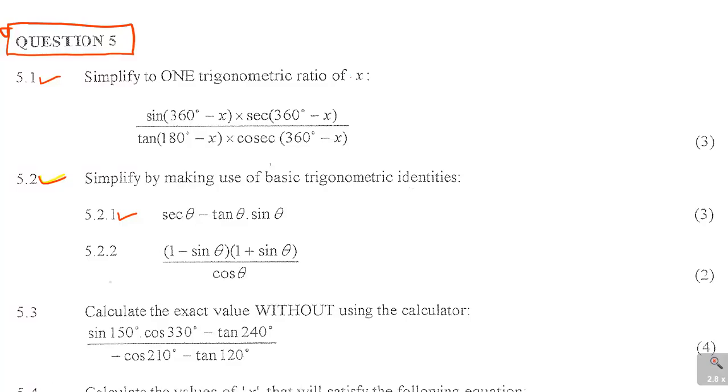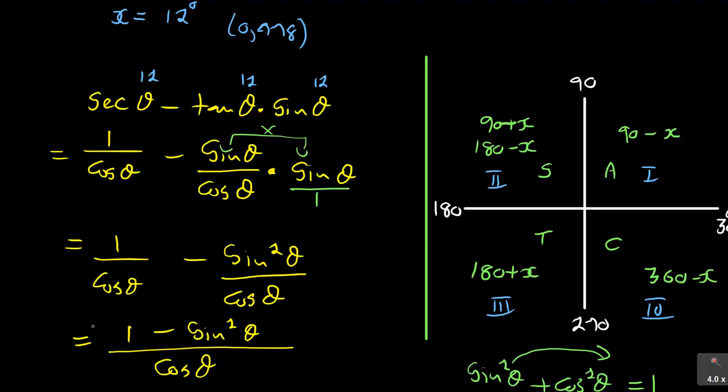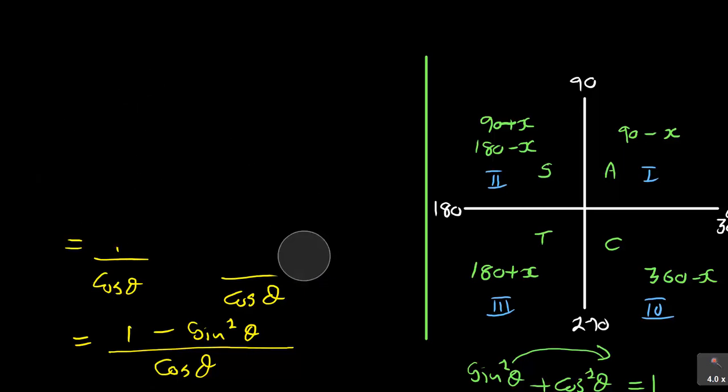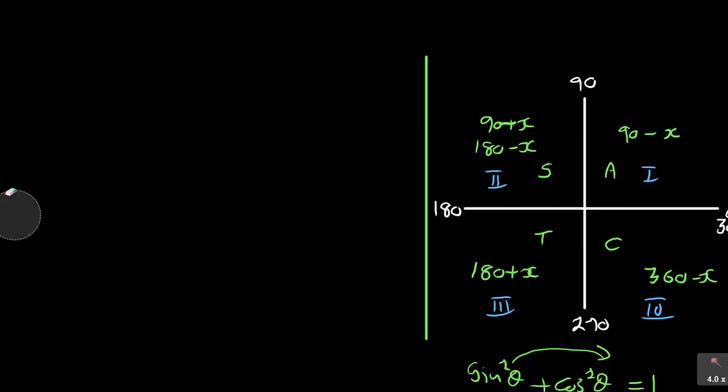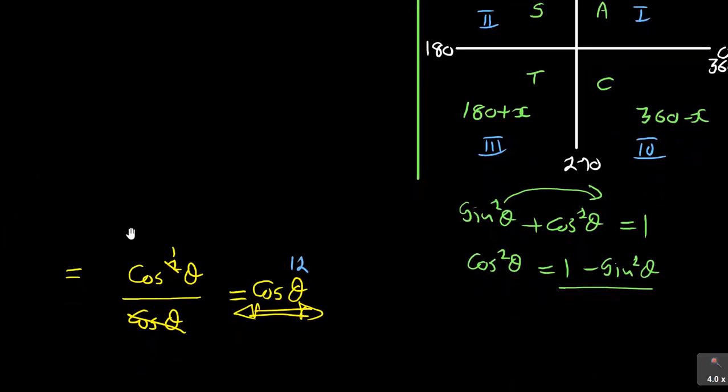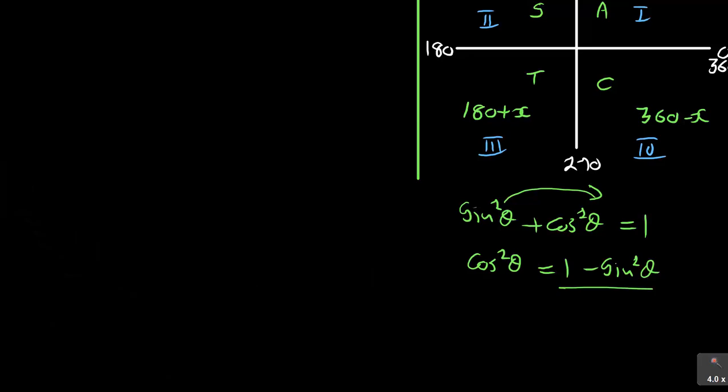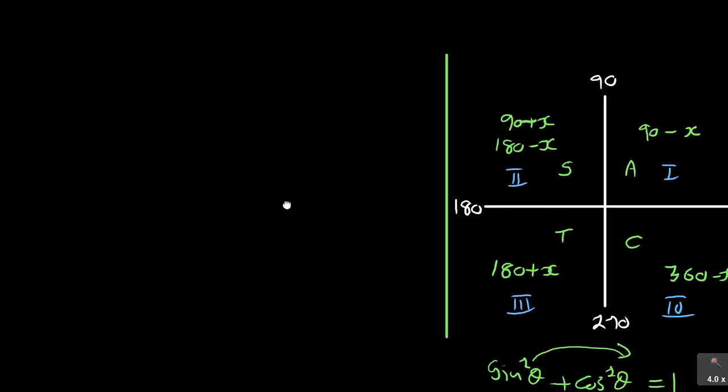Let's look at 5.2.2. I need to simplify (1 minus sine theta)(1 plus sine theta) over cos theta. This one is 2 marks. The previous one was 3 marks. So if I also do that, as I said, I want to maintain my space here. So if I just keep that for now, let's look at this question.